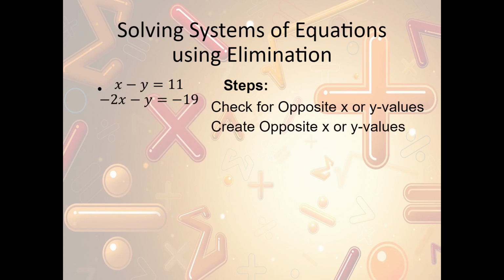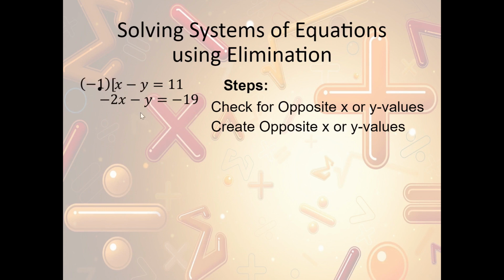So what we need to do is create opposite values. We need to multiply either one or both of the equations by some number to get opposite values. So in this case, the easiest looks like it might be the y's, because we could just multiply one of these by a -1 and that gives us a positive y and a negative y. But we could also do the x's. We could multiply this whole thing by 2. That gives us a positive 2x and a negative 2x. But we're going to go ahead and do the top one by negative 1. If we multiply the top one by negative 1, we get positive y and negative y.